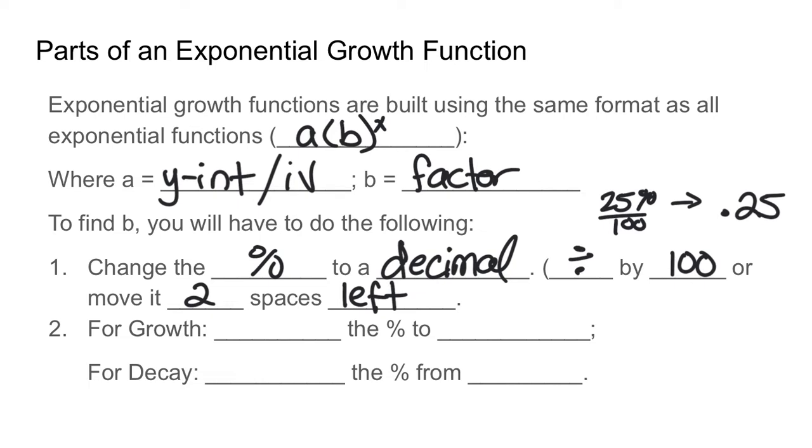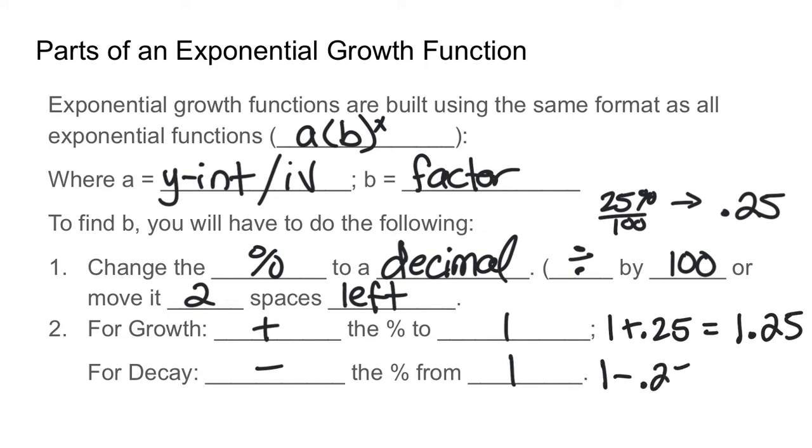Then if exponential growth is occurring, you're going to add that percentage to 1. If it's exponential decay, you're going to subtract the percentage from 1. So let's say it tells you that the function is growing by 25%. You do 1 plus 0.25 to get a factor of 1.25. If it tells you it's decaying by 25%, you do 1 minus 0.25 to get a factor of 0.75.